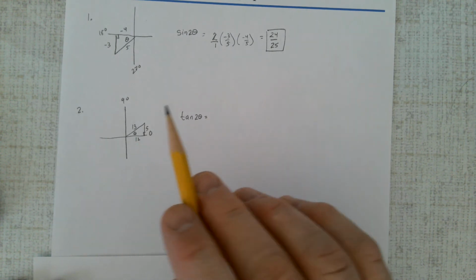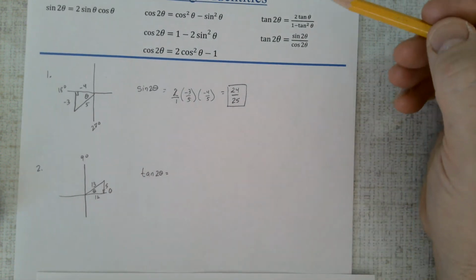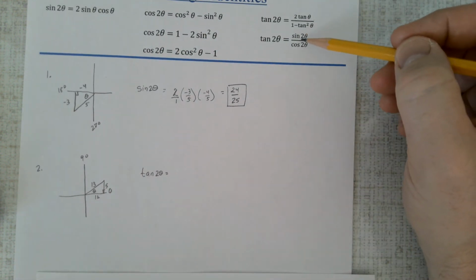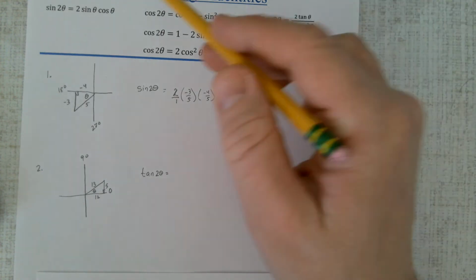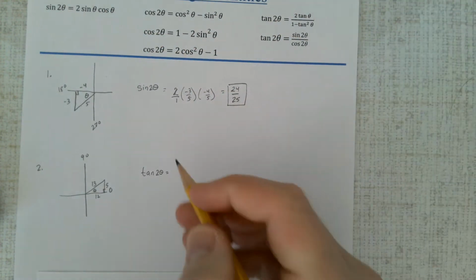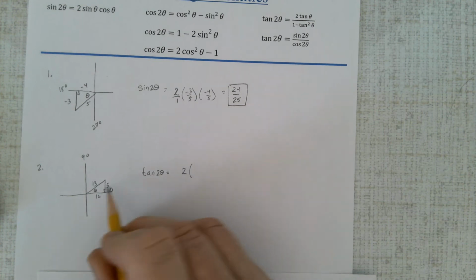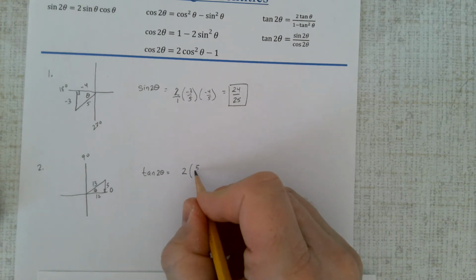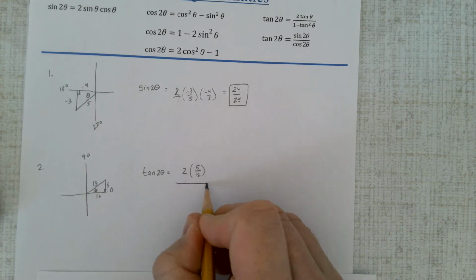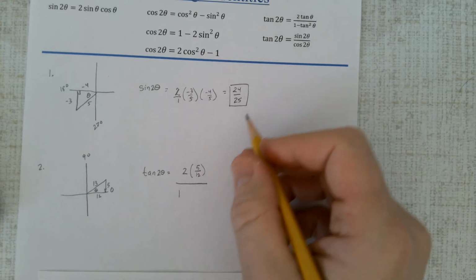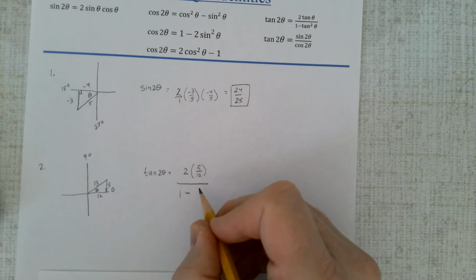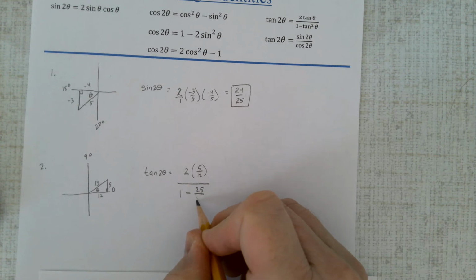So we can't just times it by 2. We have to use this formula. We could use the top one and the bottom one, but I don't know the sine and cosine of a double angle, because that'd be those formulas, so I'm going to have to use this top one. 2 times the tangent value, which would be 5/12, over 1 minus the tangent squared, so that would be 1 minus 25/144.